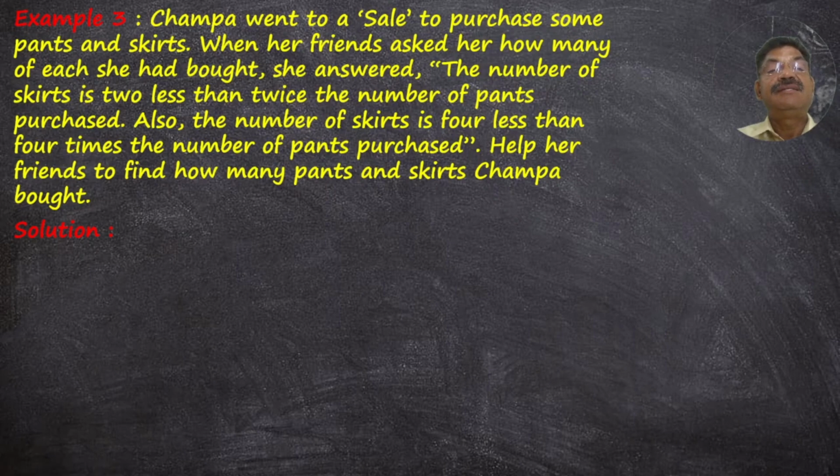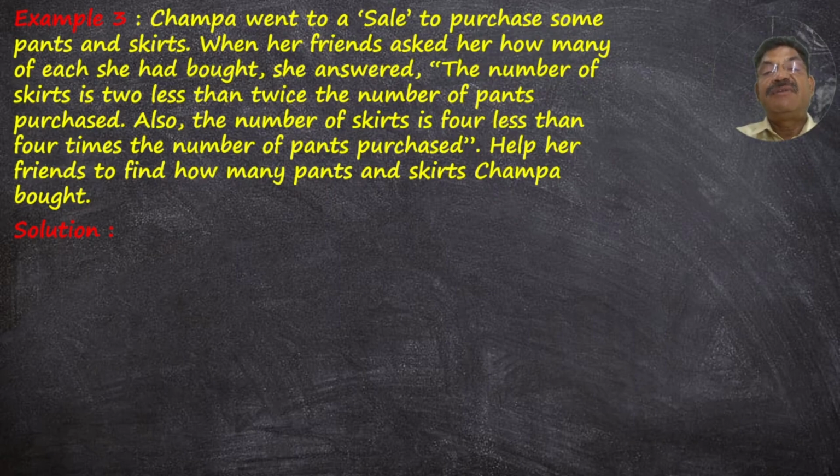Consider example 3. Champa went to a sale to purchase some pants and skirts. When her friends asked her how many of each she had bought, she answered, the number of skirts is 2 less than twice the number of pants purchased. Also, the number of skirts is 4 less than 4 times the number of pants purchased. Help her friends to find how many pants and skirts Champa bought.